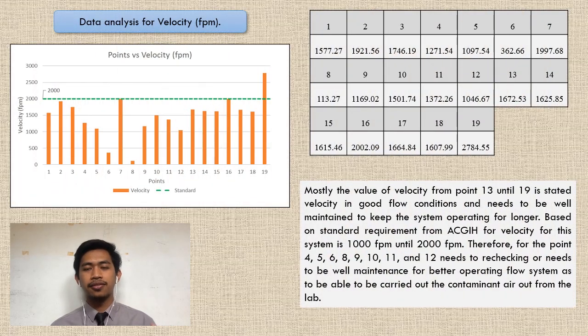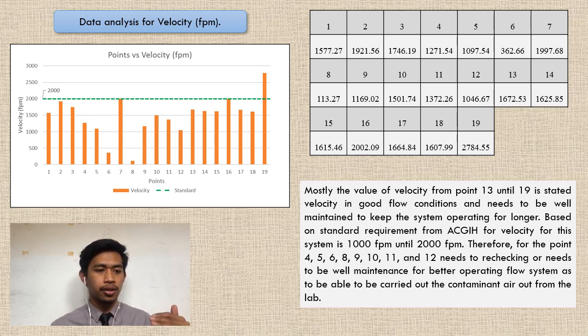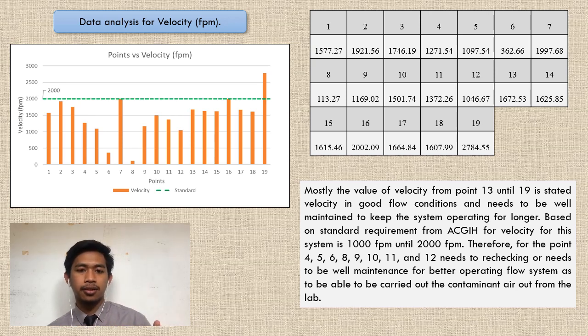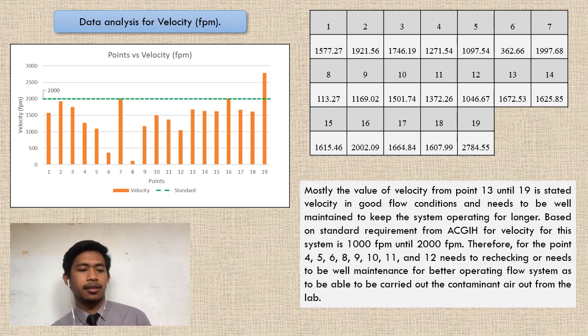Okay, for the data analysis of velocity, as you can see the different flow, we can see it in the chart. So from the first point until the 19th point, we have different data. Mostly points 4, 5, 6, 8, 9, 10, 11 and 12 need rechecking or need to be well maintained for a better operating flow system, to be able to carry the contaminated air out from the lab. So the green line is the standard. I refer to the ACGIH 2008.